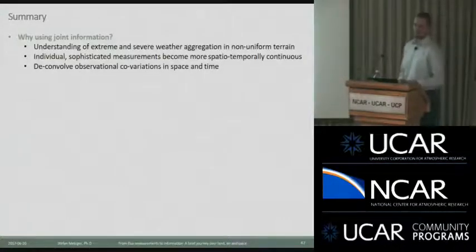So we've been talking about why to use joint information. We've been talking about understanding extreme and severe weather, and especially their aggregation mechanisms in non-uniform terrain. We do have lots of individual sophisticated measurements, and they become more spatiotemporally continuous and available. But at the same time, de-convolving observational covariations in space and time is still pretty challenging with the tools that we have nowadays.